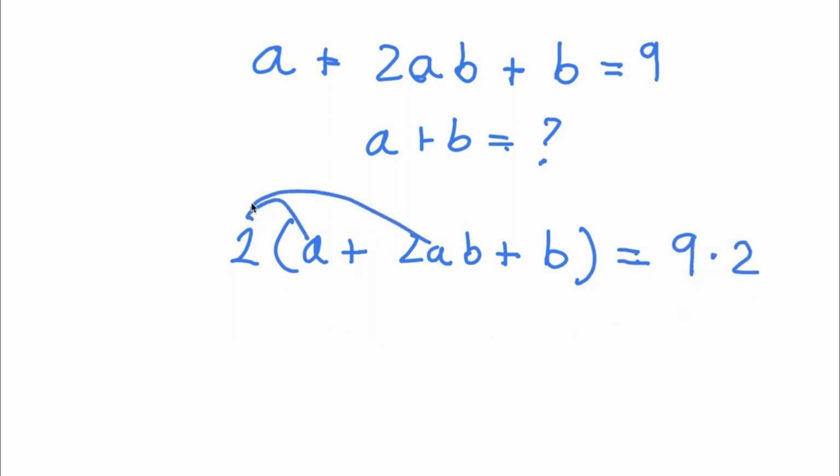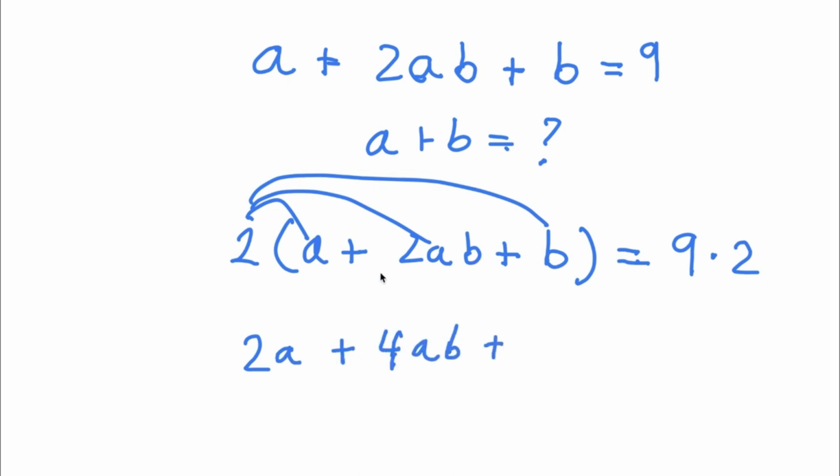Now if I factor out the 2 here, I get 2 times a plus 2 times 2ab is 4ab plus 2 times b is 2b. And this is equal to 9 times 2, which is 18.